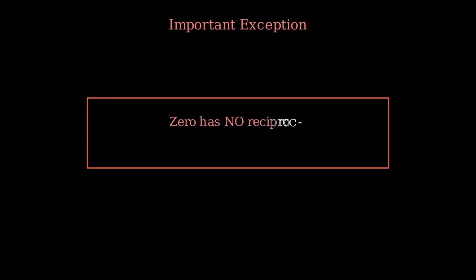However, there is an important exception to this rule. 0 has no reciprocal. Its reciprocal cannot be defined, which mathematically means that you can never divide any number by 0.